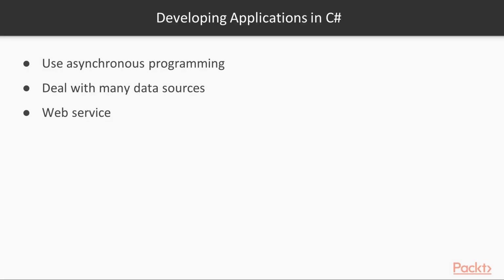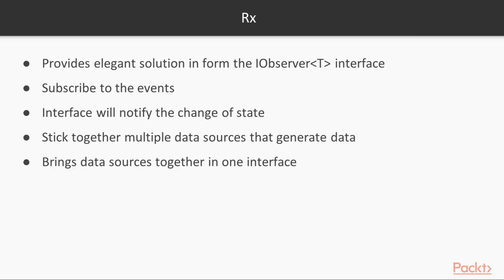Often during your day-to-day dealings with developing applications in C#, you will have to use asynchronous programming. You might also have to deal with many data sources. Think of a web service that returns the current exchange rates, a Twitter search returning a stream of related data, or even different events generated by multiple computers. Rx provides us an elegant solution in the form of the IObserver<T> interface. You use the IObserver<T> interface to subscribe to the events. Then the IObservable<T> interface, which maintains a list of IObserver<T> interfaces, will notify them of the change of state.